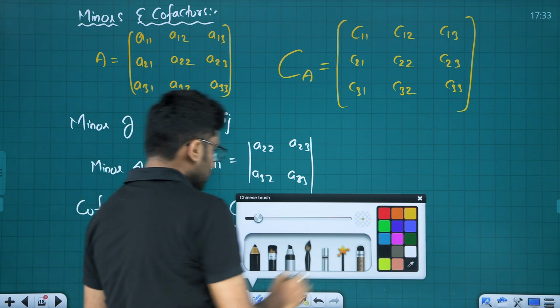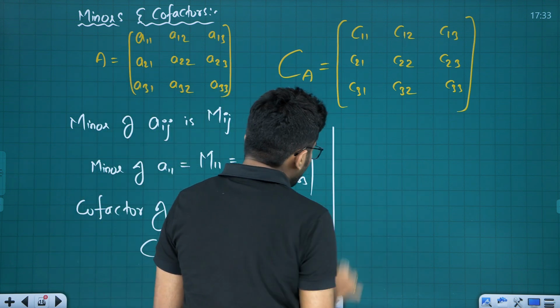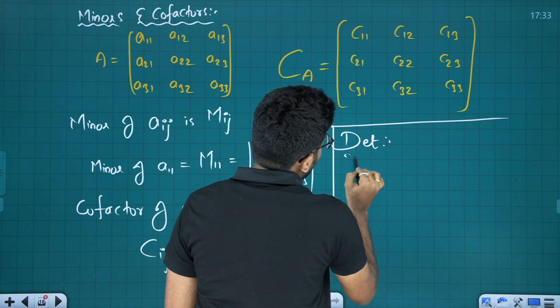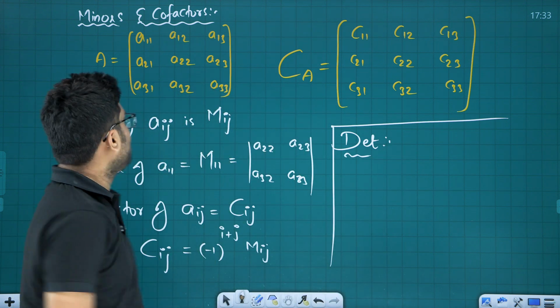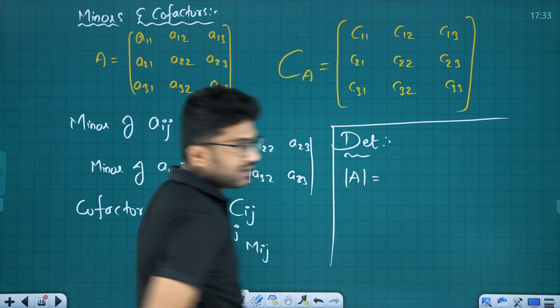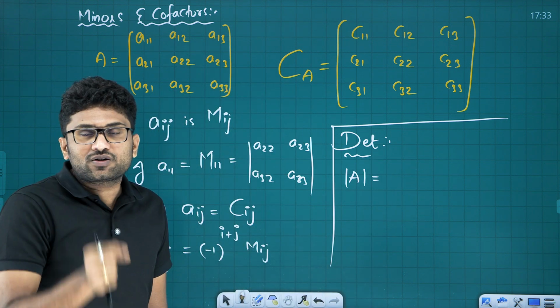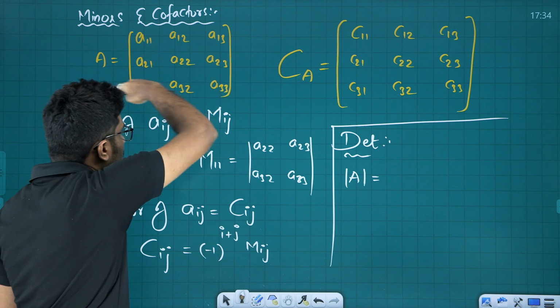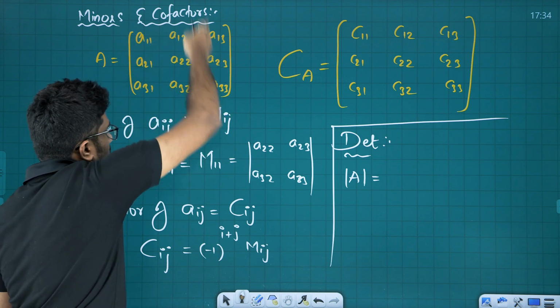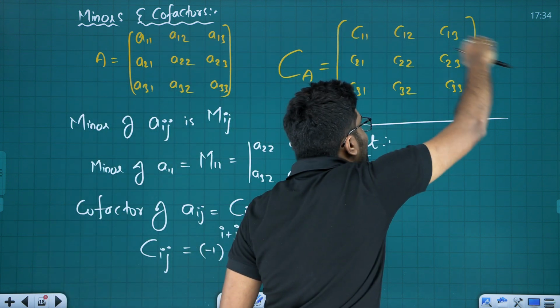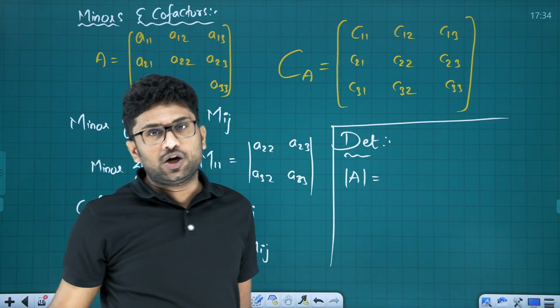Now from here we define the determinant, friends. How do we define the determinant of the matrix capital A? It is the sum of the products of the elements of any row or column by their corresponding cofactors of the same row or same column.